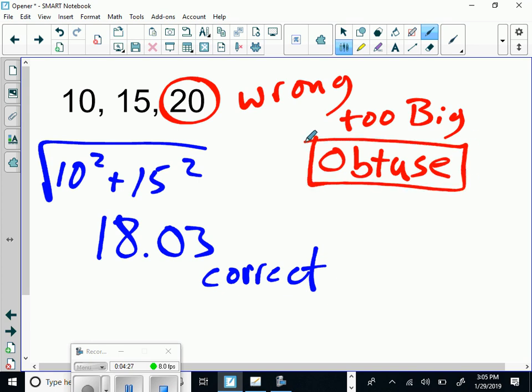See, the number we were given, which in this case was wrong, and the number we calculated, which is always correct, if they are the same as each other, then the triangle is right. If the number that we were given is too big, as in this case, that makes the triangle obtuse. If this number were too small, that would mean it's acute.